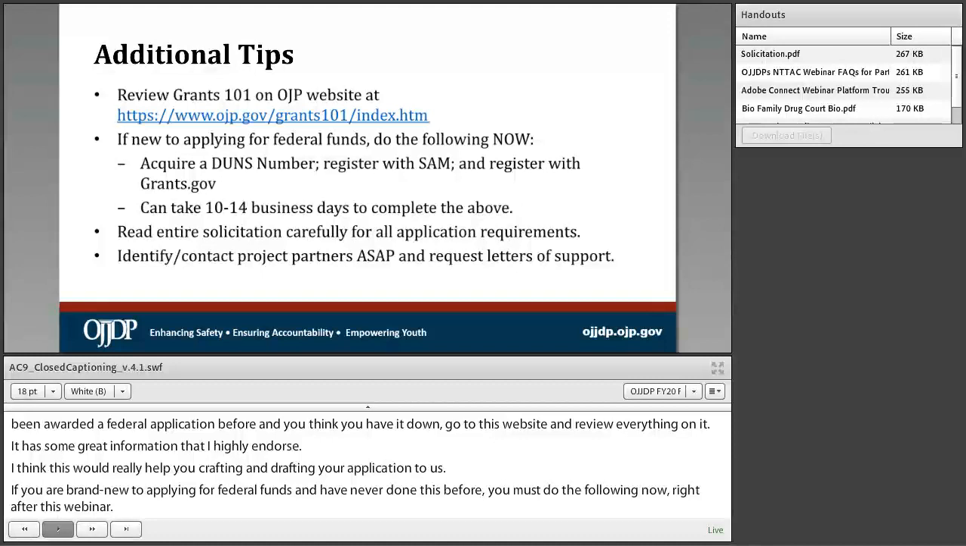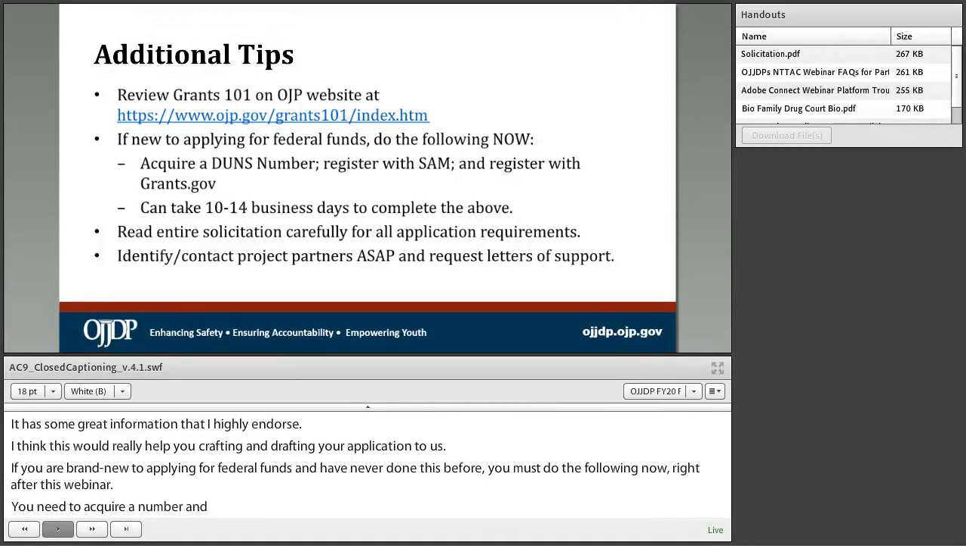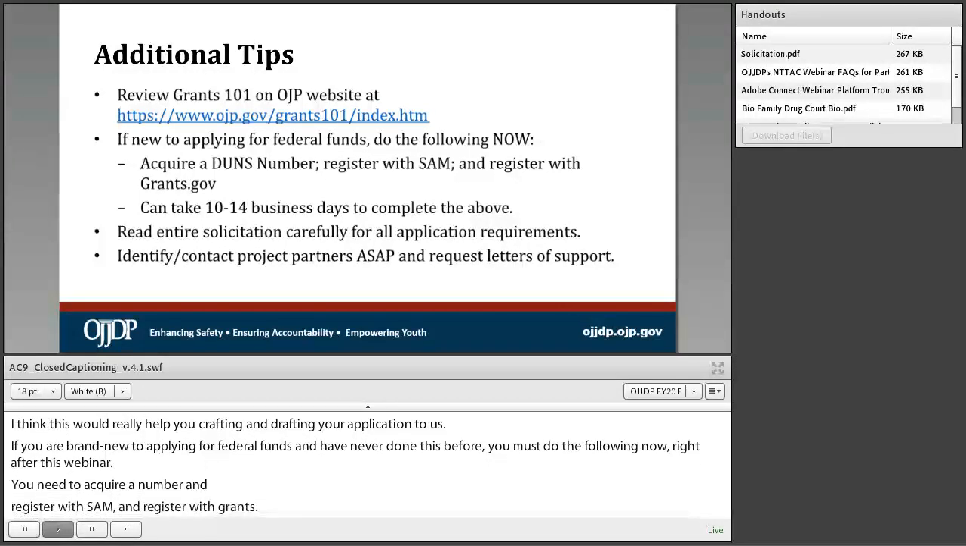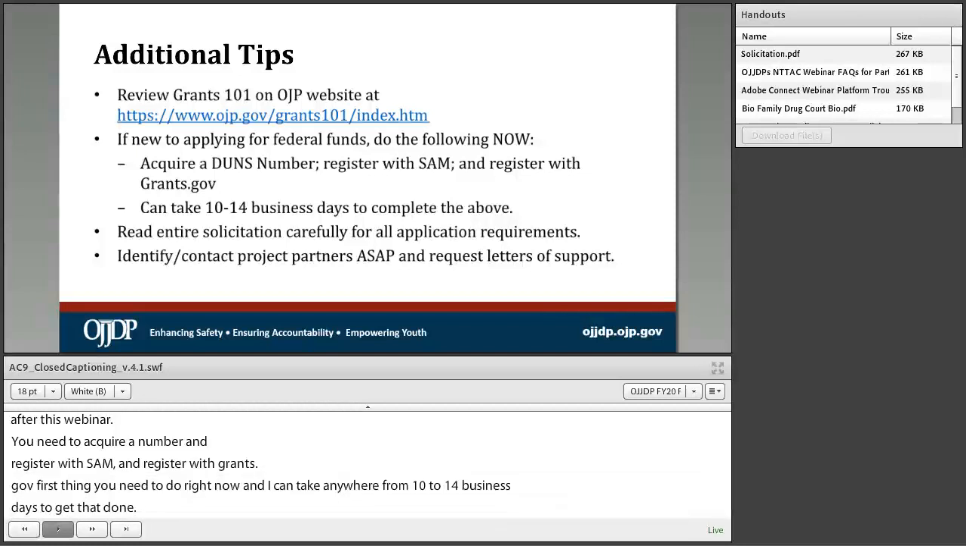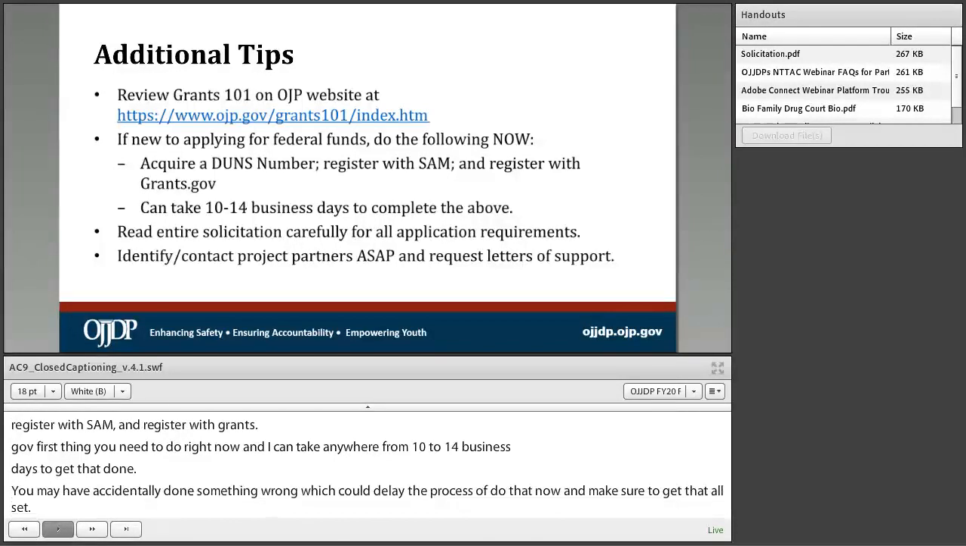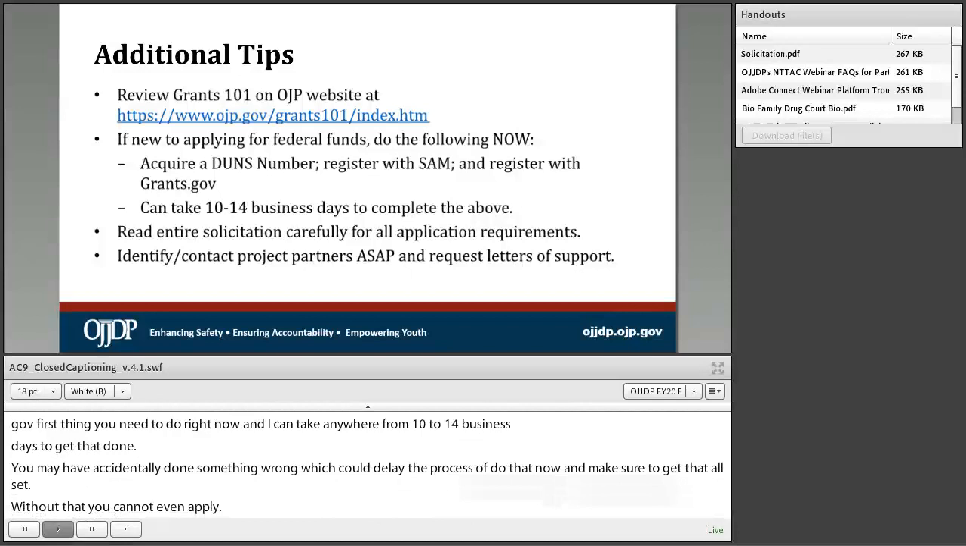Because that can take anywhere between 10 and 14 business days to complete, and you may have accidentally done something wrong, which could then delay the process. So do that now. Make sure you get that all set, because without that, you can't even apply. And it can take a little while. I just wouldn't want you to wait until the last minute and realize you haven't had that done, especially when it can take so long to go through the various different systems.